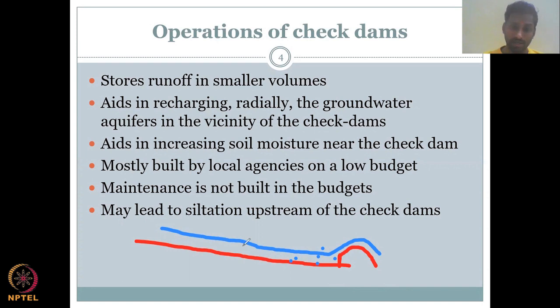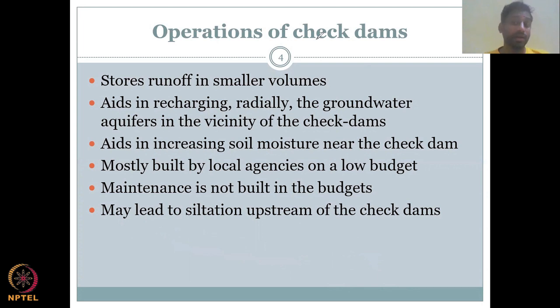Once this is not cleared, then water will go over the check dam. There's no point in storing the water. So that is what nature is. You can try to stop it and curb it, but if you don't maintain and accept the power of nature, she will just run through your check dam or large dam, anything. So you have to be very careful about nature.